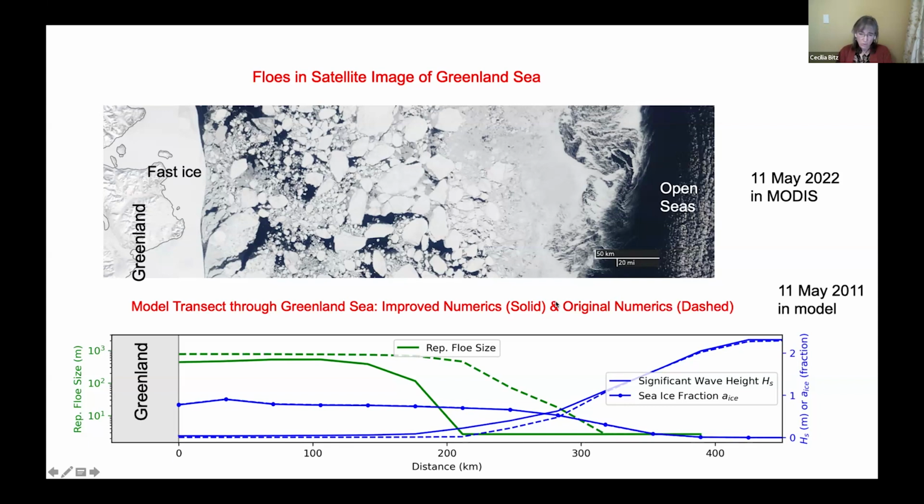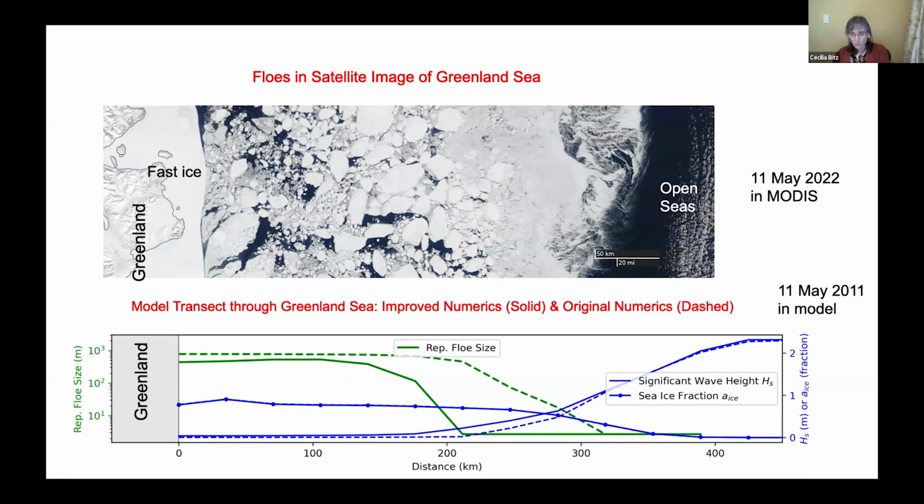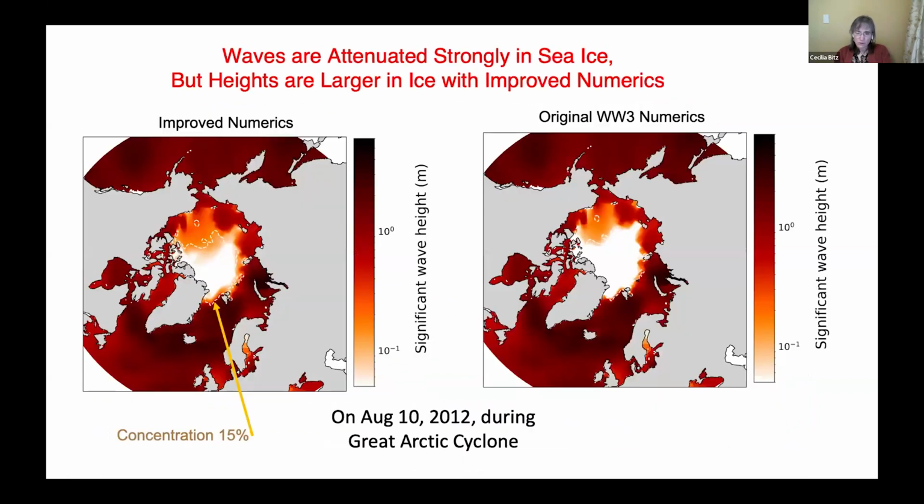Now, when I improve the numerics, the previous one was the improved numerics. Now with also showing the original numerics, you can see we had less wave magnitude in the ice as we were over damping those waves, and so the flow sizes were a lot bigger, and really substantially changing the solution now.